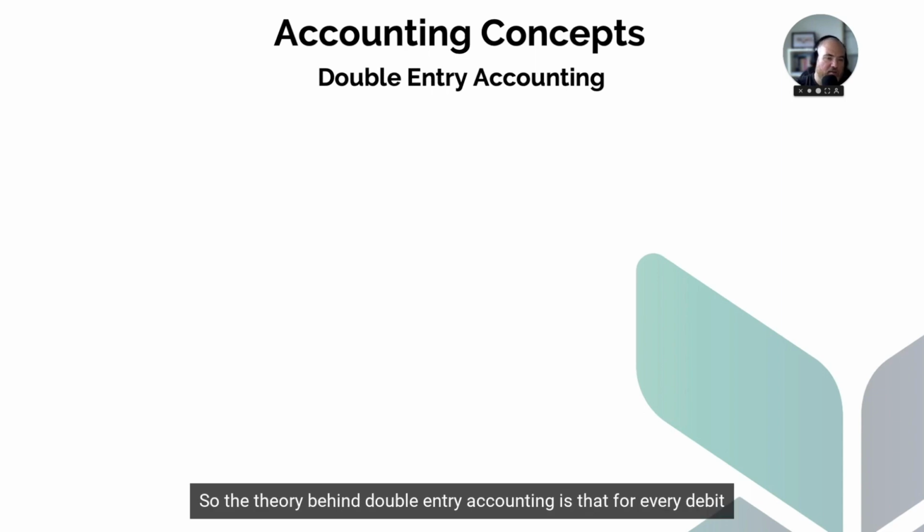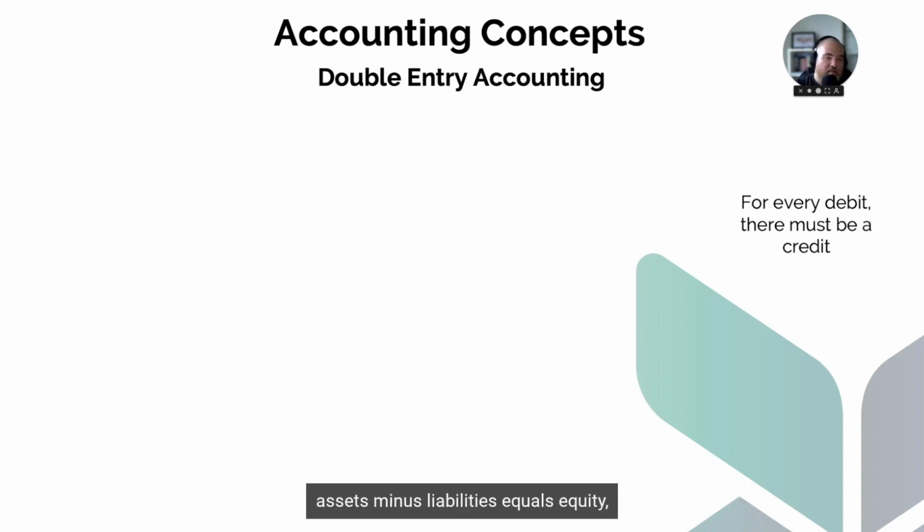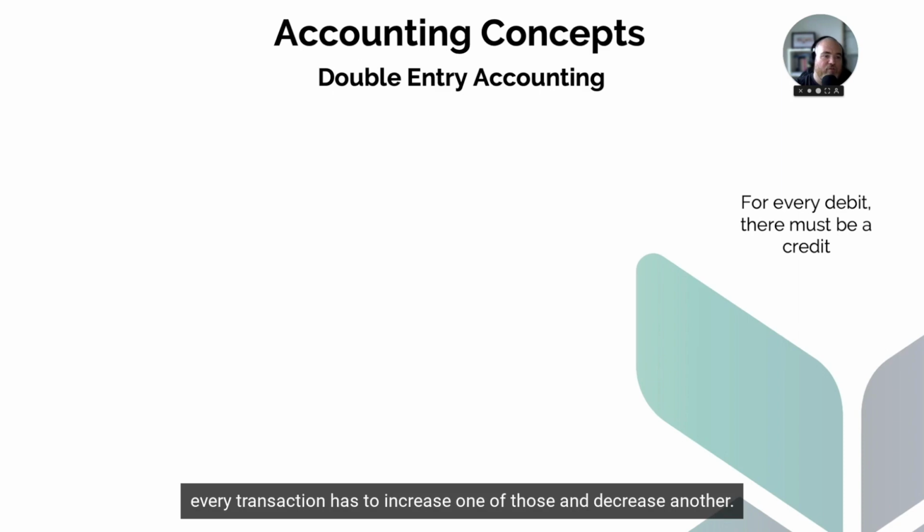So the theory behind double entry accounting is that for every debit there must be a credit. And if you've watched the video on the accounting equation, hopefully that will make sense, because the accounting equation, assets minus liabilities equals equity. Every transaction has to increase one of those and decrease another. So that's why there's two entries, and that's why it's called double entry. So let's look at an example of a transaction.